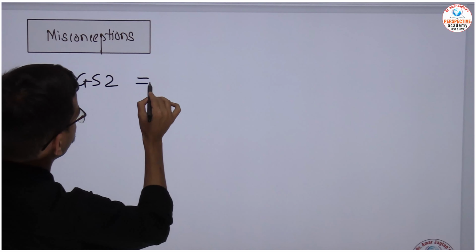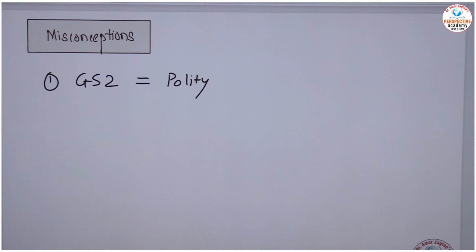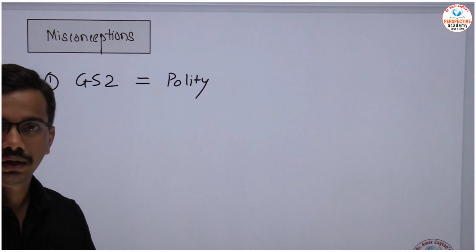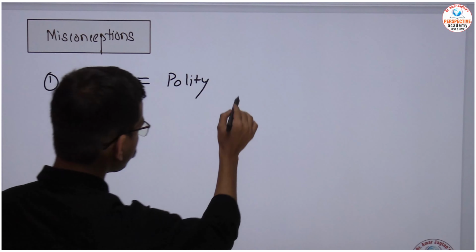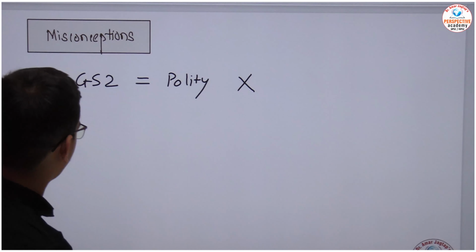Your first misconception: GS2 is equal to polity. This is your misconception number 1. You have to get away from it. This is incorrect. In GS2 we have 4 distinct components.